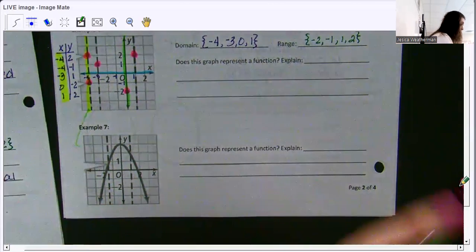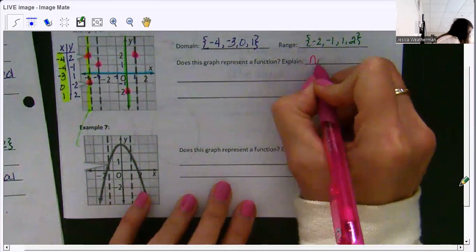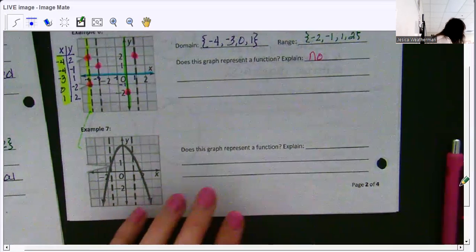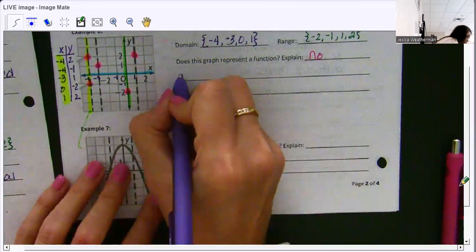Okay. So I'm going to write no, it is not, and then it says to explain. And there's two ways that you can explain. With a graph, we typically say it does not pass the vertical line test. So that's what I'm going to write.